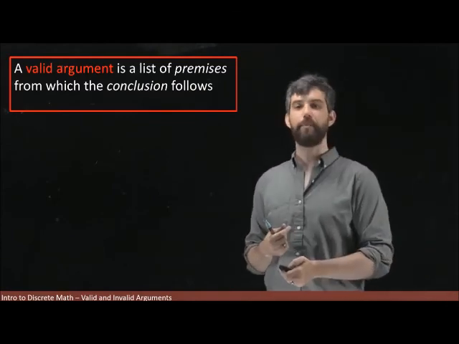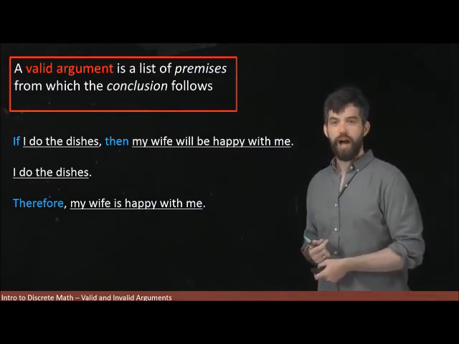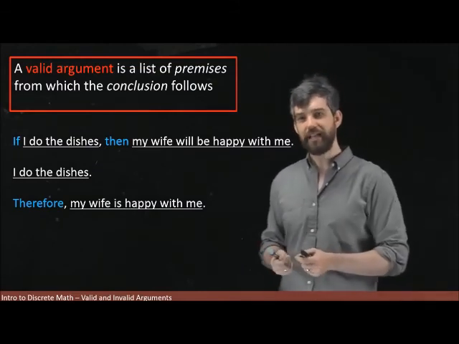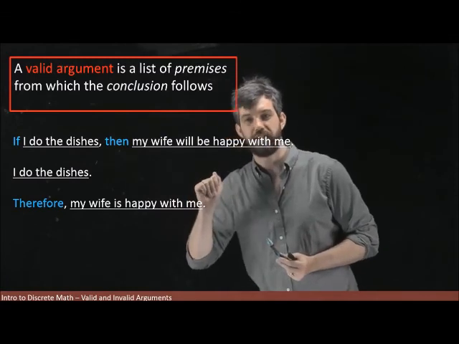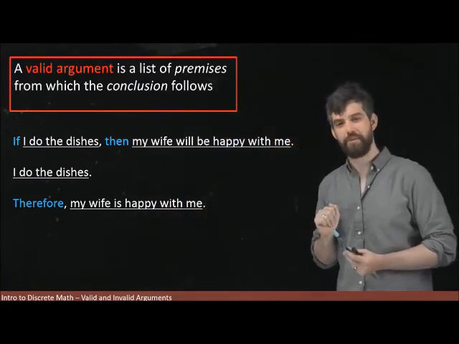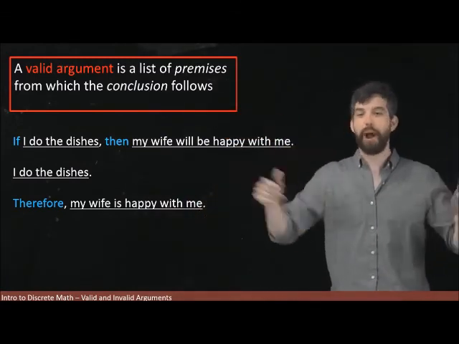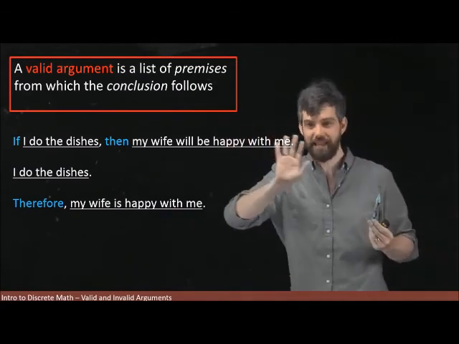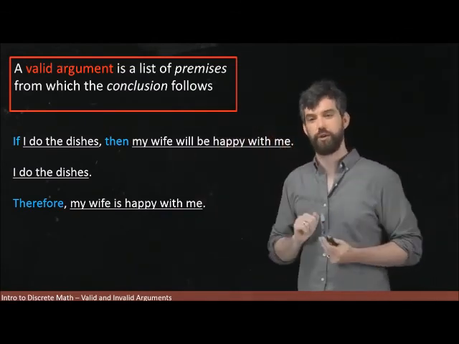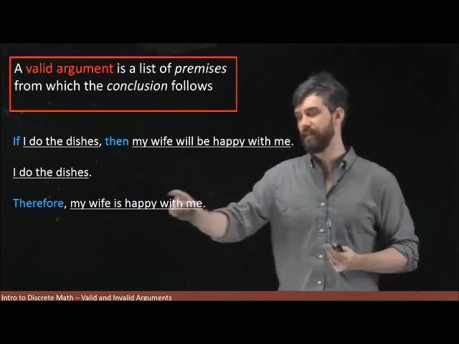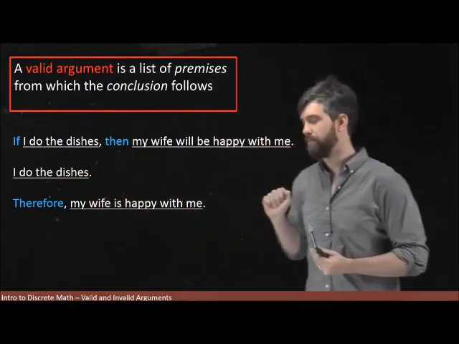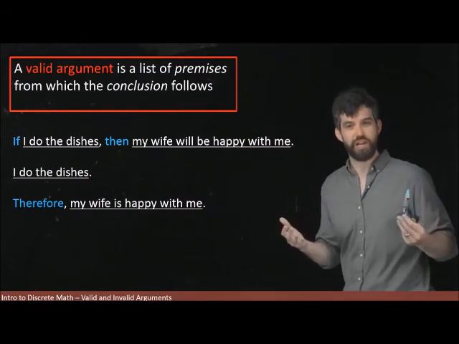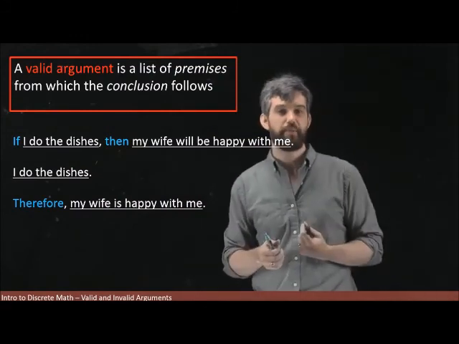So here's a sample argument. I've broken it up into a couple different parts. I say, first of all, if I do the dishes, then my wife will be happy with me. This is just a premise. Not saying it's a true premise, not saying it's a false premise, but it is a statement, and in particular it's a conditional. Then I'm going to make the claim, I do the dishes. And then the conclusion here is that my wife is happy with me.